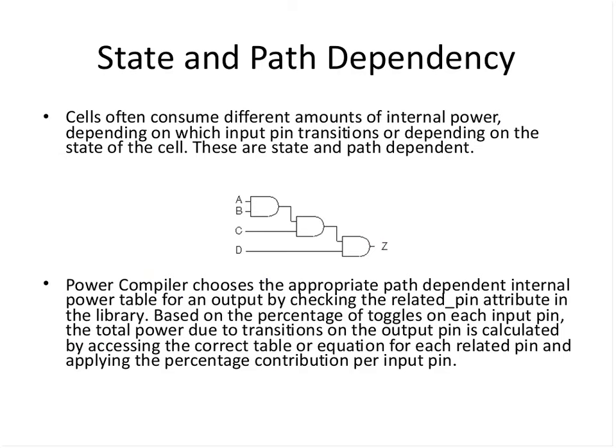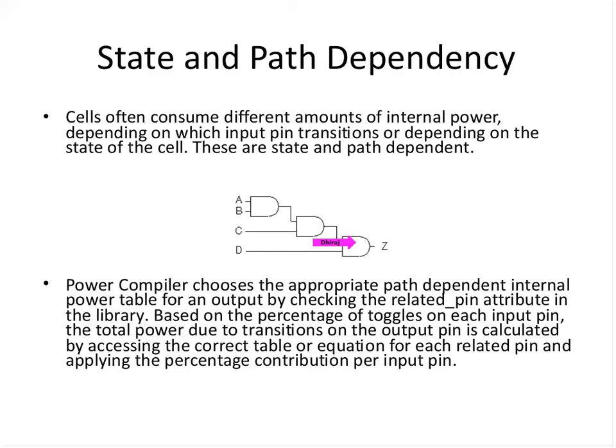Again, this is state and part dependent. Now, cells will often consume different amounts of internal power depending on which input function. Let's say there is a complex cell in the library. The inputs are A, B, C, and D. The output is Z. But when we go inside this cell, we see that there are three levels of logic. Let's assume this is how it's built. Now, when the input A transitions, three AND gates are affected. But when input D transitions, only Z is affected. What it means is that this standard cell has different power numbers for different cases. So again, this is state and part dependent.